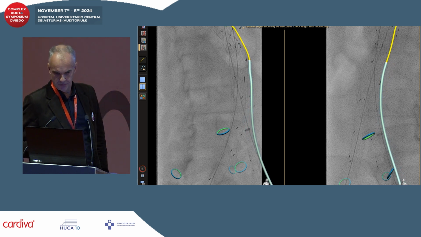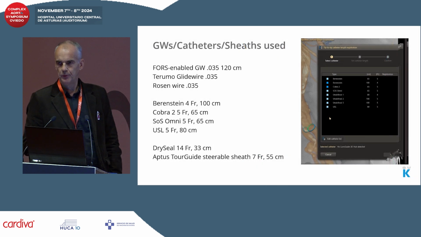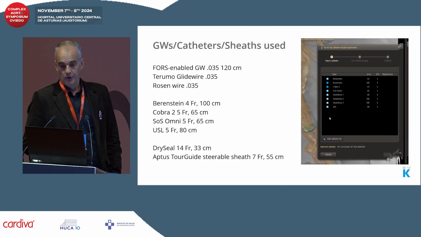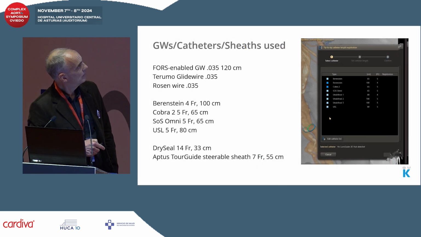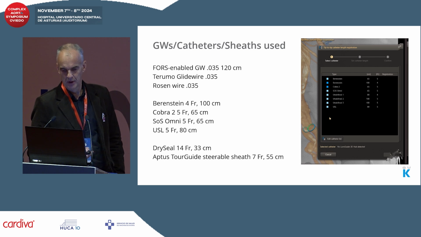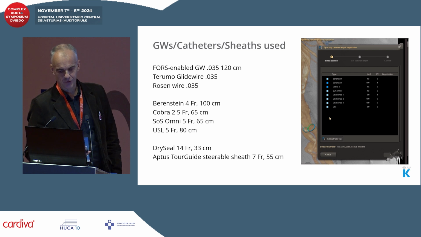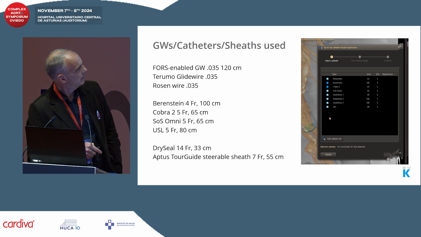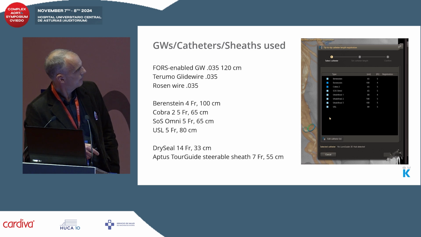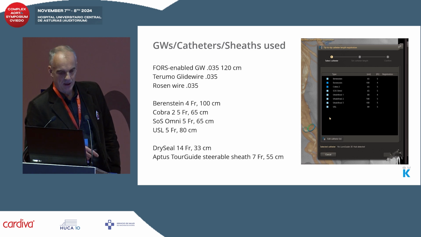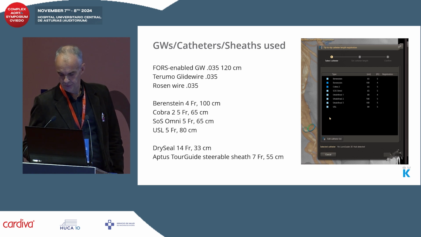So this is the equipment we normally use. The limitation is the length of the force-specific guide wire. It's only in one length for the moment, so it limits the choice of catheters, which can be no longer than 100 centimeters. Steerable sheaths can be used as you're used to.